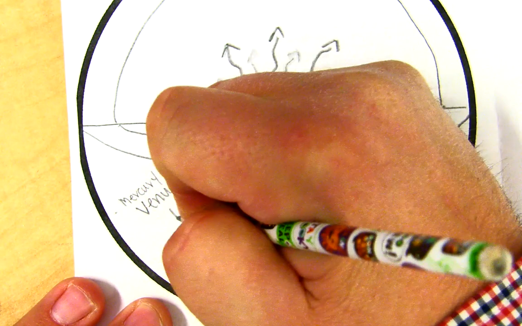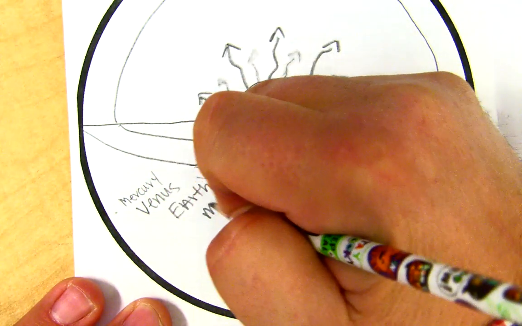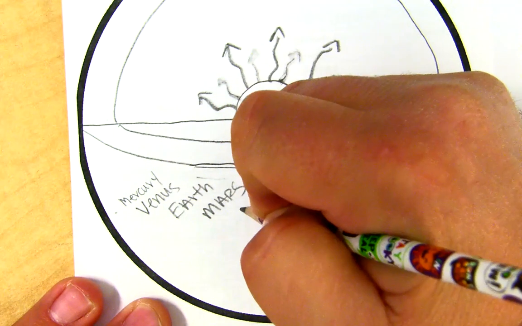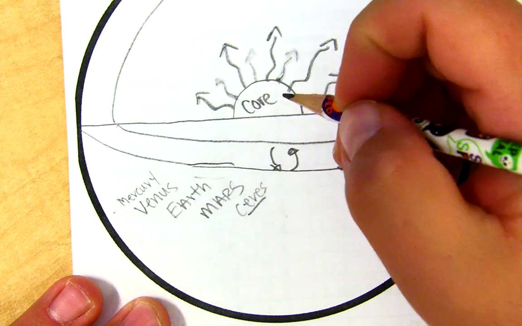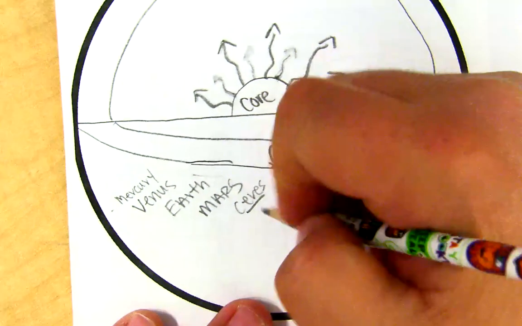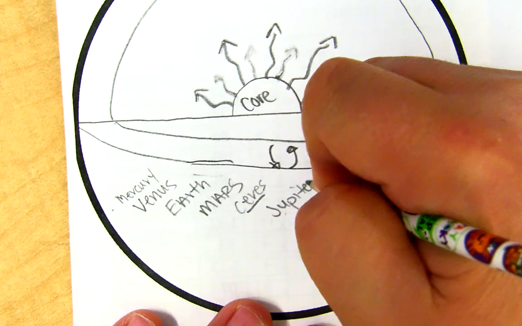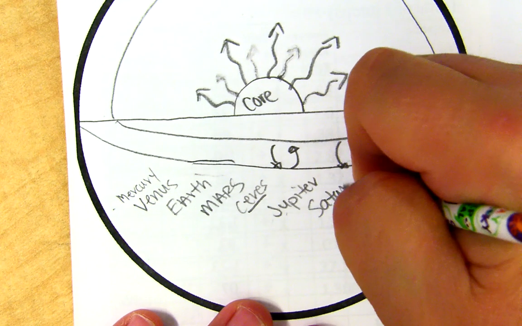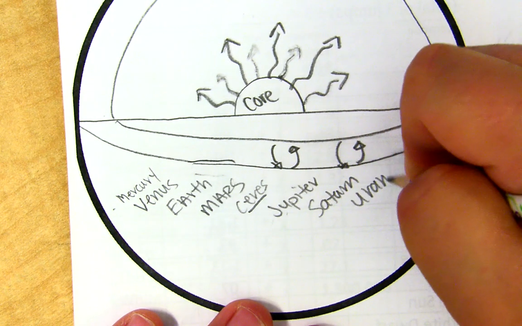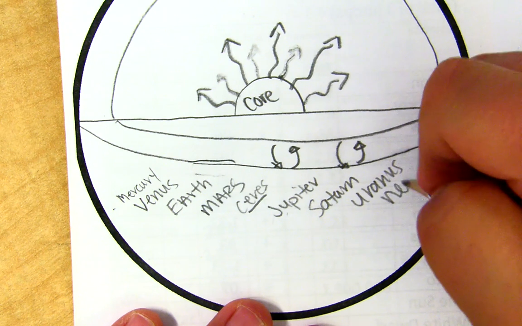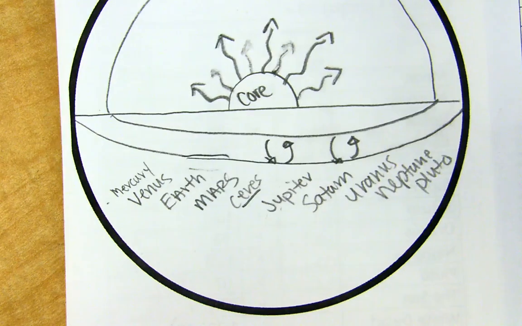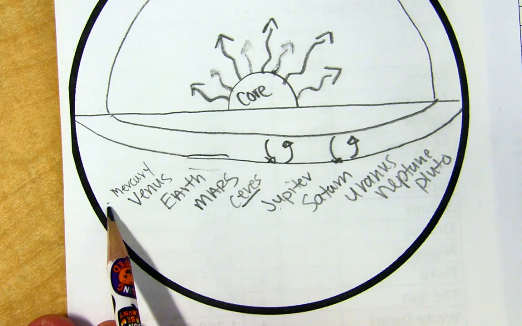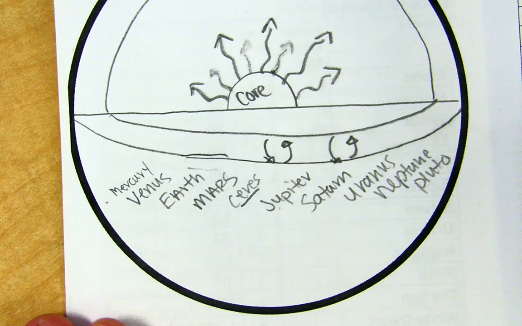Venus, Earth, Mars. We put Ceres on here, which is just a little tiny thing. It's kind of fun, a little dwarf planet inside the asteroid belt. And then we've got Jupiter, Saturn, Uranus, Neptune, and Pluto, all across here. Create a scale model of this all the way across. Go ahead and pause your video.